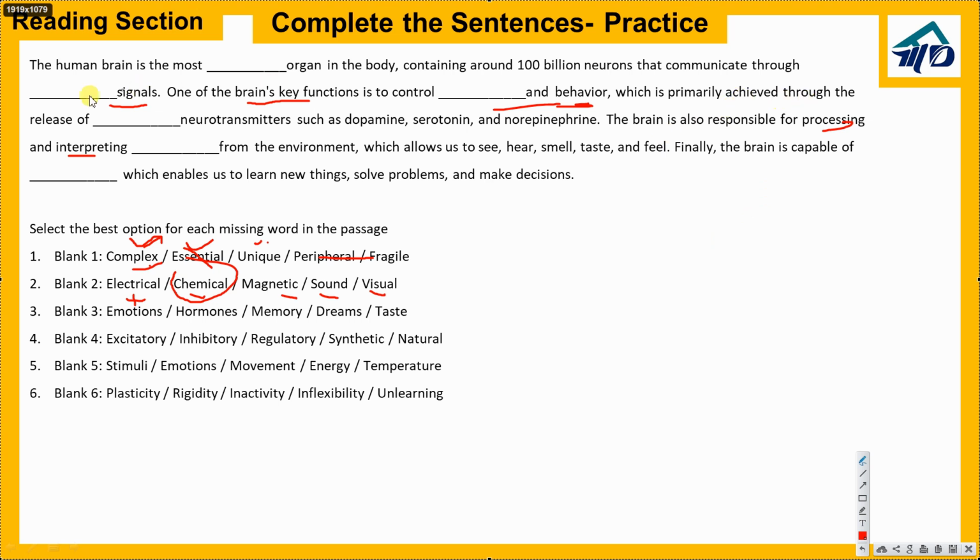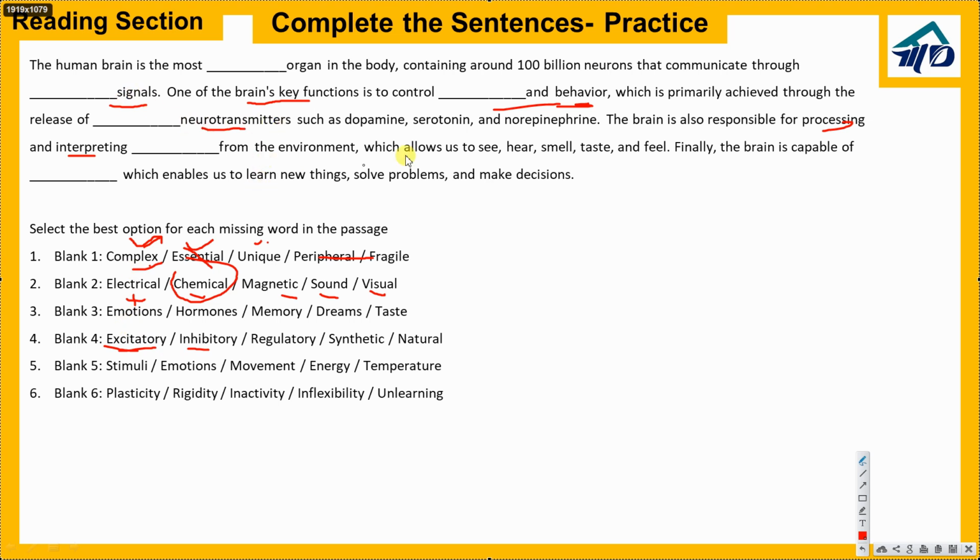Which is primarily achieved through the release of dash neurotransmitters. Here I'll directly tell you what the answer is. The first one. Why? When you are releasing neurotransmitters, then you say this one. And when you're preventing the release of neurotransmitters, you will say this one. So here you have to say excitatory neurotransmitters.